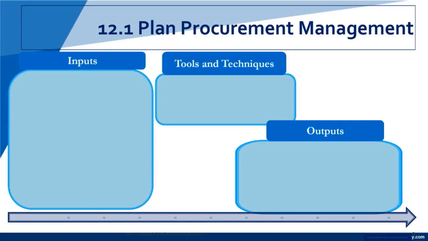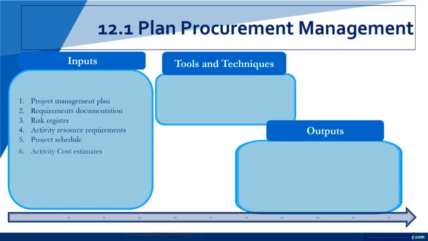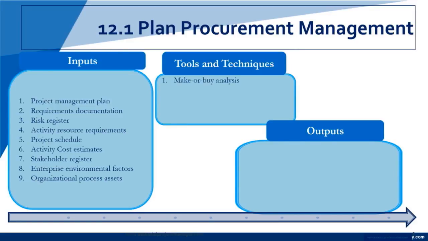Now, planning procurement management. Our inputs are our project management plan, our requirements documentation, our risk register, our activity resource requirements, our project schedule, our activity cost estimates, our stakeholder register, our enterprise environmental factors, and our organizational process assets. We use make or buy analysis, which is just what it sounds like. Do we want to make something or do we want to buy it? Do we want to procure it or can we make it ourselves? That's the kind of bouncing back and forth we do.